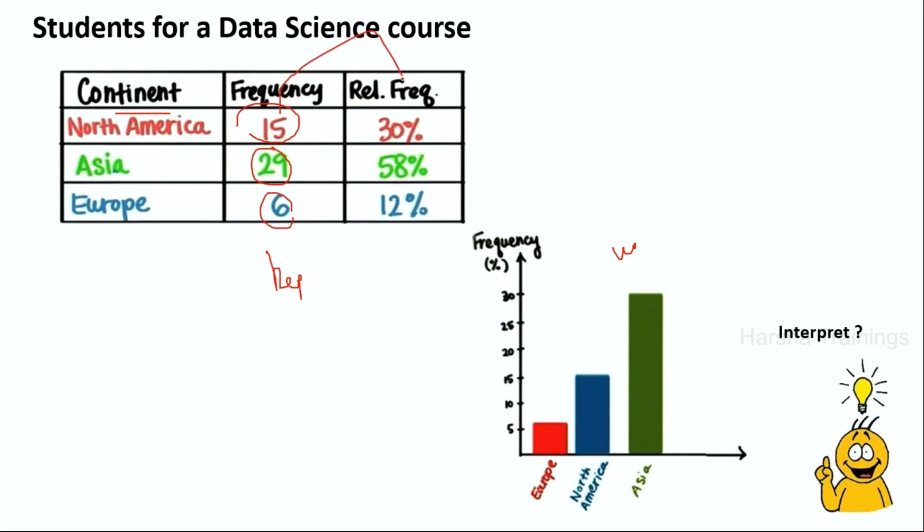If I convert them into relative frequency in the form of percentages, 30% are from America, 58% from Asia, and 12% from Europe. From this table, if I want to increase my revenue, which continent do I have to concentrate on? Is it Europe, America, or Asia? Can you please respond? Asia. If I concentrate more on Asia, I can get more revenue. This is what we will do with data analytics.